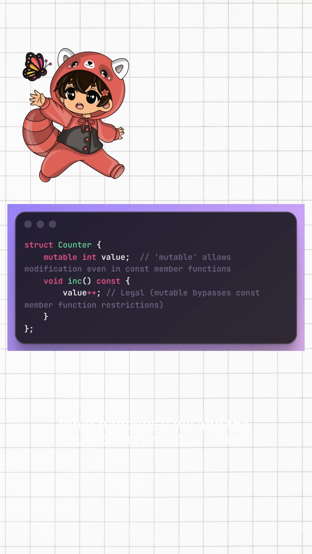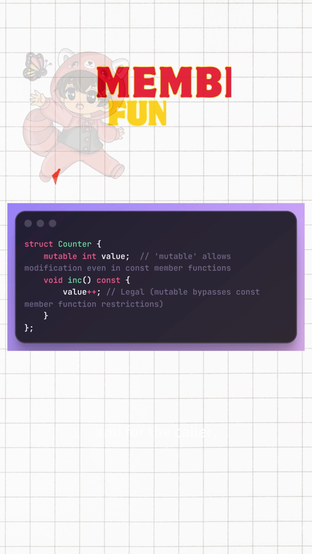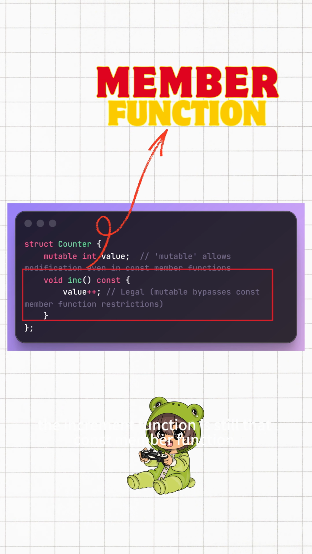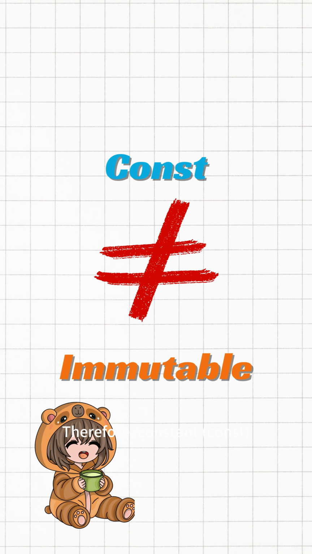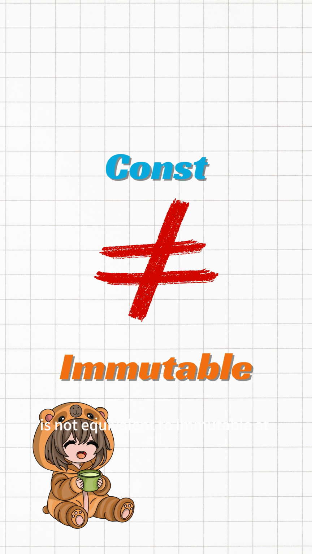What happens if we add the mutable keyword to value? No error this time. However, value is clearly modified, and for the caller, the increment function is still a const member function. Therefore, const in C++ is not equivalent to immutable at all. Its true meaning is, from the perspective of the interface, this operation will not change the object's logical state.